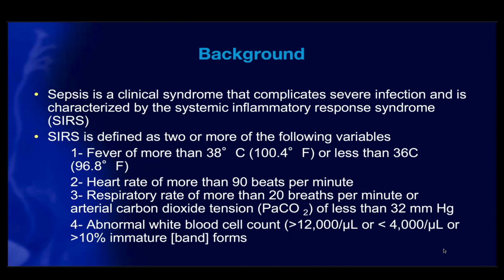Sepsis is a clinical syndrome that complicates severe infection and is characterized by the systemic inflammatory response syndrome. SIRS is defined as 2 or more of the following variables: fever of more than 38 or less than 36 degrees, heart rate of more than 90 beats per minute, respiratory rate of more than 20 breaths per minute, or arterial carbon dioxide tension of less than 32 millimeters of mercury, abnormal white blood cell count, either more than 12,000 or less than 4,000 WBCs per microliter.